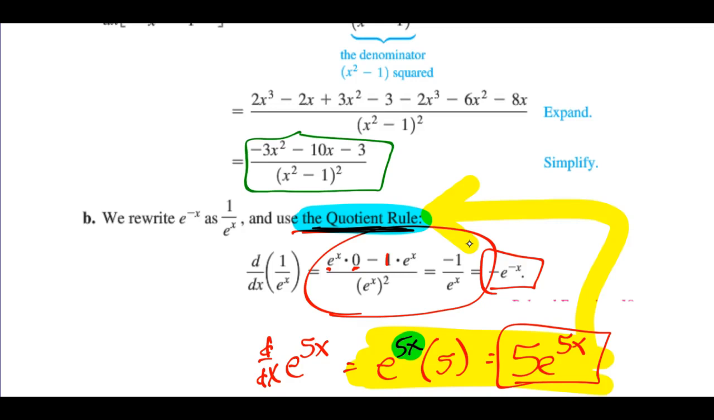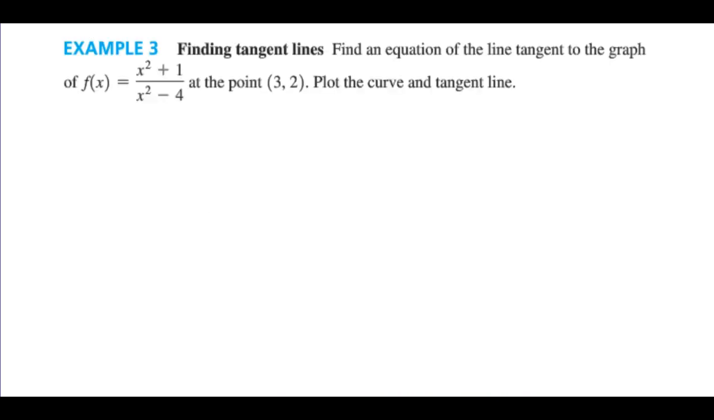So I need to see you demonstrate content knowledge for the quotient rule. And it's not about getting the answer. So you need to show it. This one says find the tangent line, which means we need to find the slope. And the slope is the derivative. So I'll do the derivative.